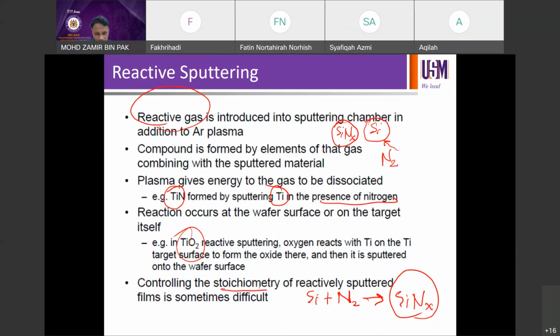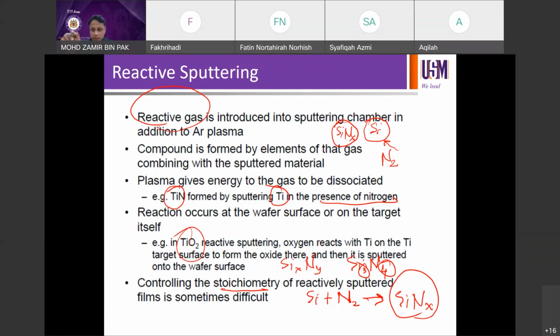Apa maksud stoichiometry? If you're talking about silicon nitride, so that's the stoichiometry, X and Y. Okay, kadang-kadang you nak produce 1 to 3 ke, 3 to 4 ke, okay. The common one that we have is Si3N4. So this is the stoichiometry. So kalau you run reactive sputtering, silicon plus nitrogen, to ensure that you're going to get Si3N4 will be quite difficult, okay?